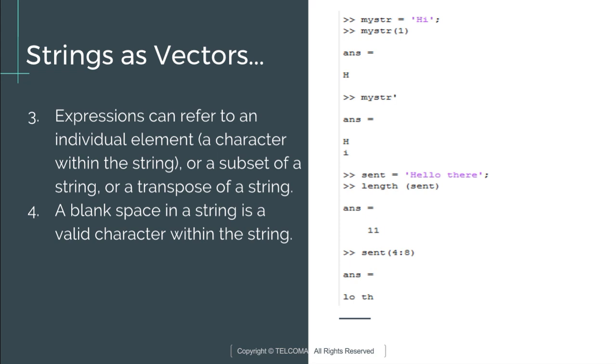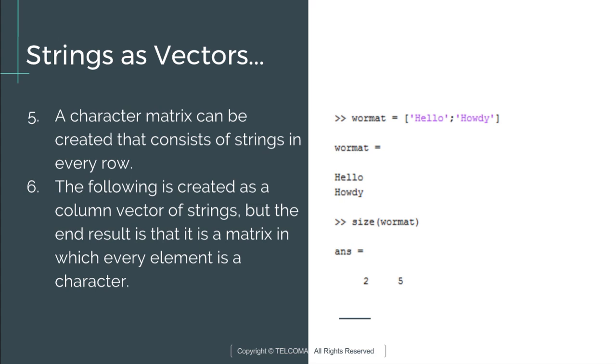If I want to calculate the length of any string variable, like I have a variable sent equals 'hello there', and I want to calculate the number of characters in that string, I simply write length of sent. Then sent(4:8) gives me the 4th to 8th elements of that string.